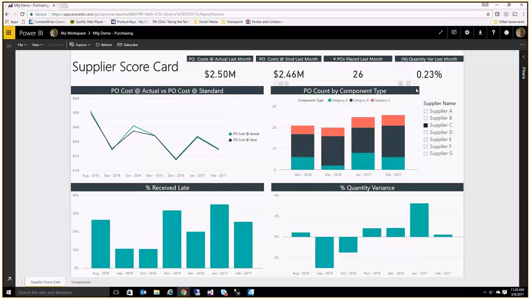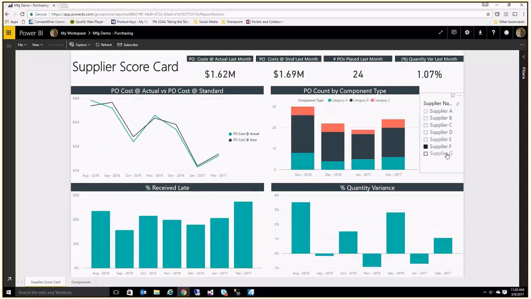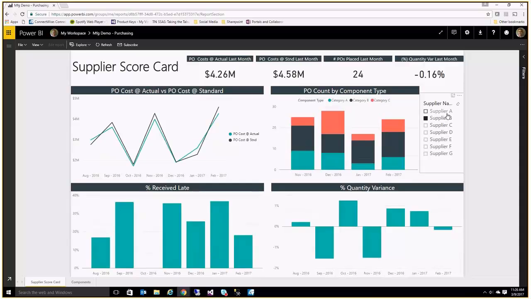So what I can do here is I have this report page that shows some of the KPIs, which we'll walk through, but I can also switch it through for all of my different suppliers, see how it changes, and see quickly the status of every different supplier. Up top, I have a couple things, the KPIs: the PO costs that you're spending versus what you would expect to spend for the last month, the number of POs placed, and your quantity variance, which we'll go over in a little bit more depth.